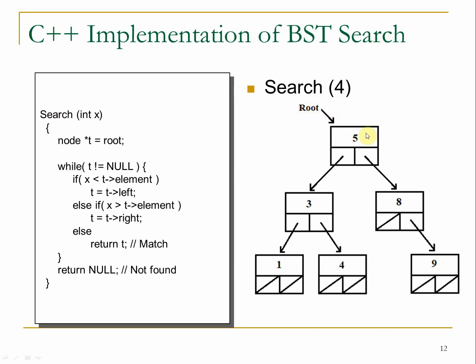2 we compare with node 5. We understand we need to go to the left side. So that's one iteration of the while loop. 2 will compare with 3, smaller, so we need to go to the left side again. In this case, we will compare 2 with 1, and understand it's larger, so we need to go to the right side. So 2 is greater than 1, so we need to go to the right side.